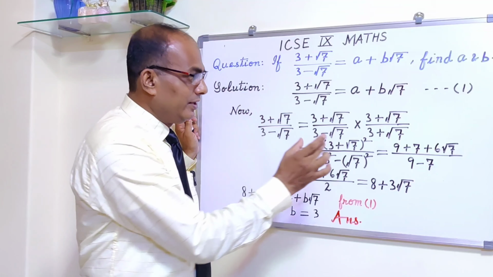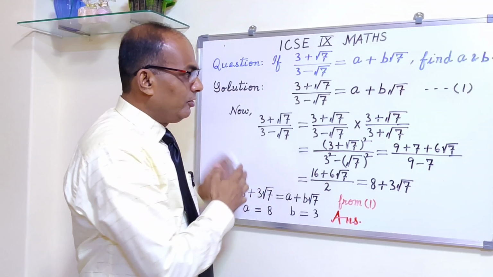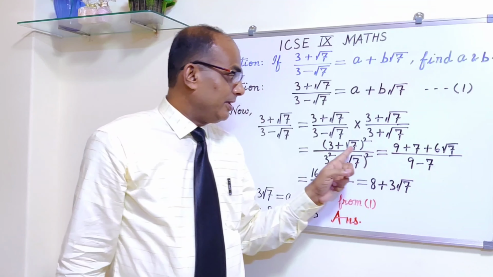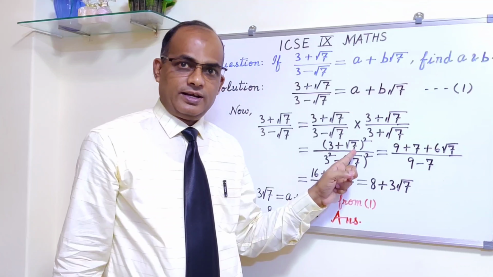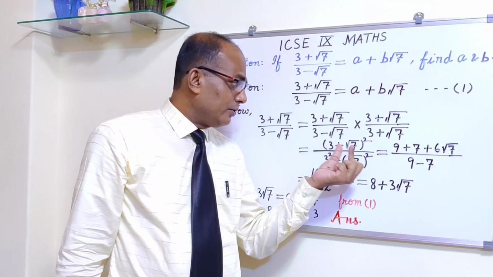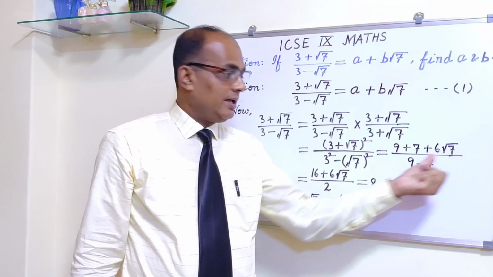Now after this is A plus B whole square. One more formula you are using, A plus B whole square. That also you can mention. And the formula is A square, which is 9, 3 square is 9, plus B square means root 7 square, root 7 square is 7, plus 2AB. So 2 into 3 into root 7, that means 6 root 7.